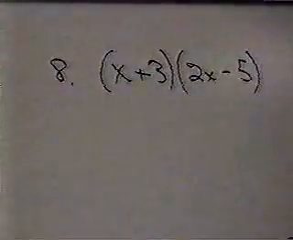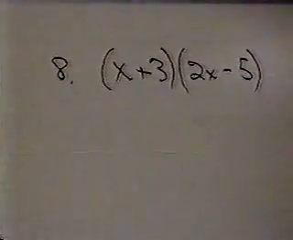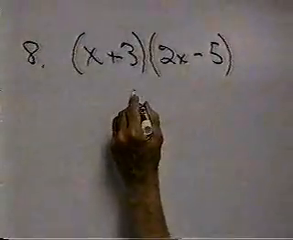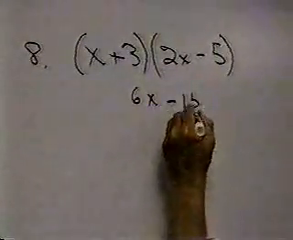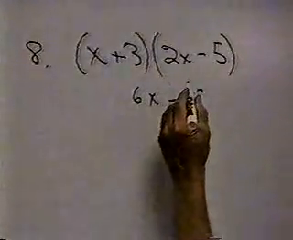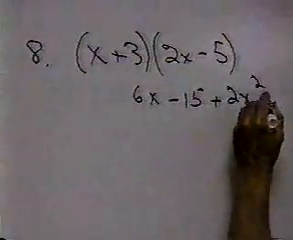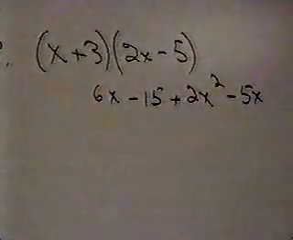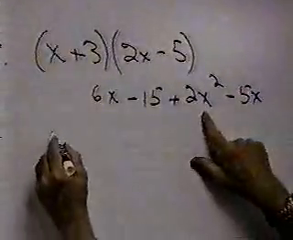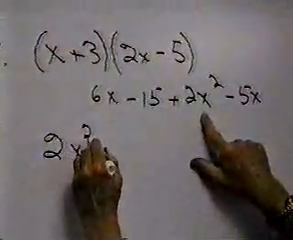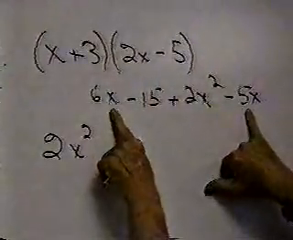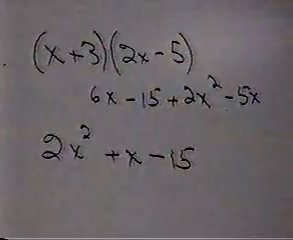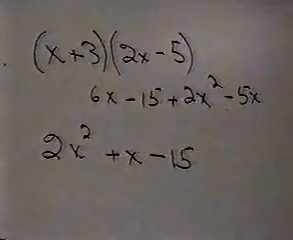Now I'm going to show you 3 ways of doing this problem. Okay. One is the distributive property. I'm going to multiply this times everything. So that's 6x minus 15. Then I'm going to multiply this times everything. That's 2x squared and minus 5x. Well, in mathematics, we're supposed to put the highest power first, so we would rewrite this as 2x squared. Then adding the x's, we get 1x, and then the number. All right. So that's the distributive property.